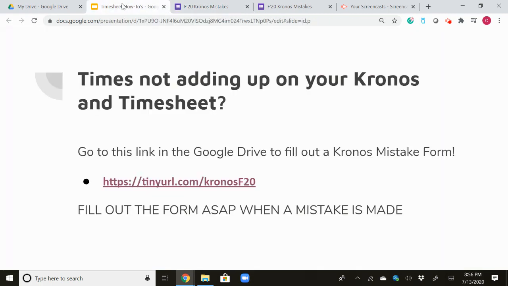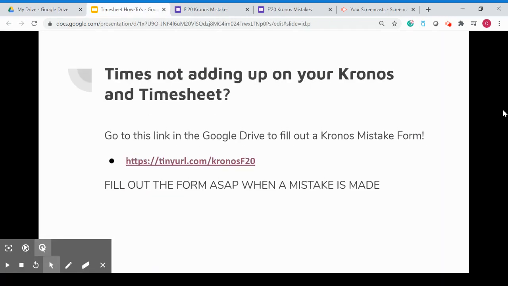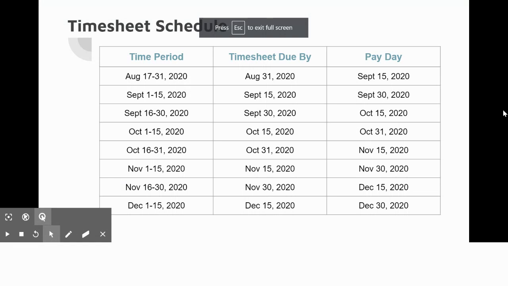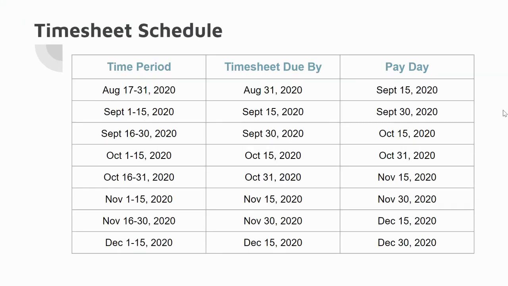All right, here's the important thing that everyone cares about. This is your timesheet schedule. If the end of your timesheet period is at the end of the month, so the 30th or the 31st, you'll be paid the 15th of the following month. And if your ending date for your time period is the 15th, you'll be paid on the very last business day of the month.